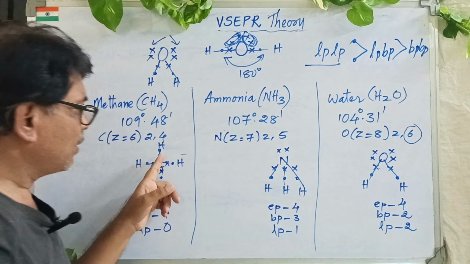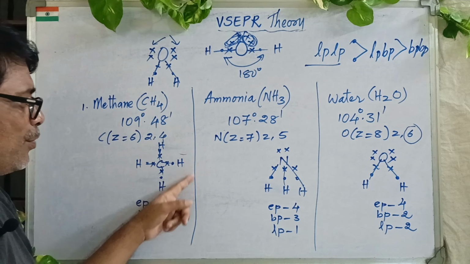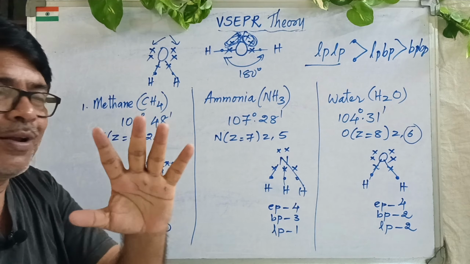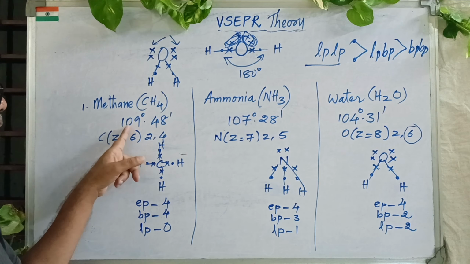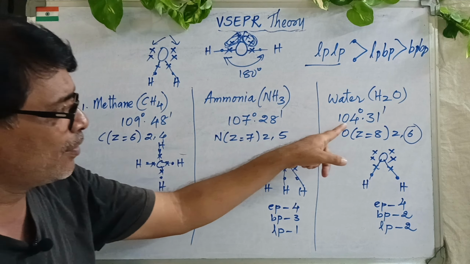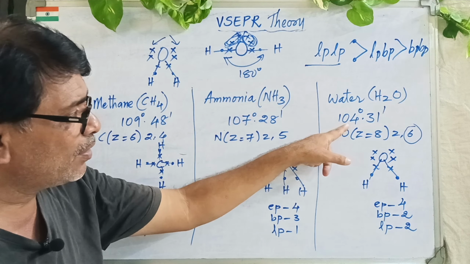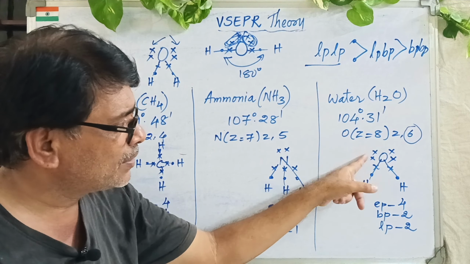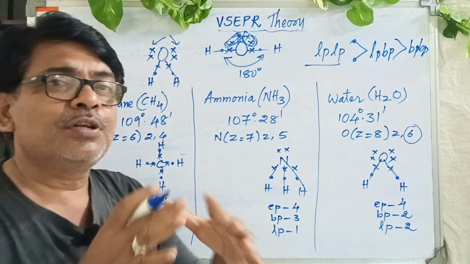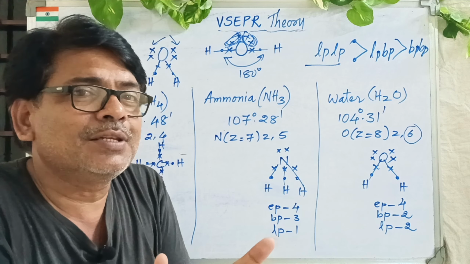That is why you see here, there is no lone pair. There is no lone pair at all. Their bond angle is more. 109 here. It is 107, 104. Why is it 104? Because it has two lone pairs. Lone pair repulsion is more. Therefore, bond angle is less.